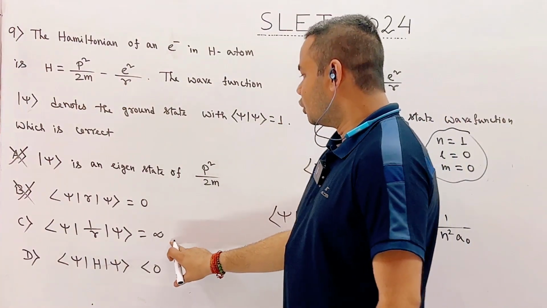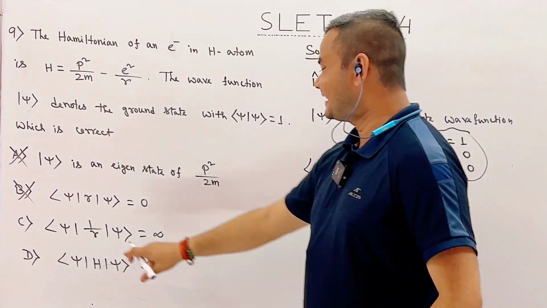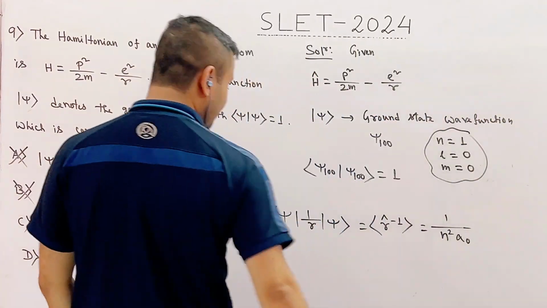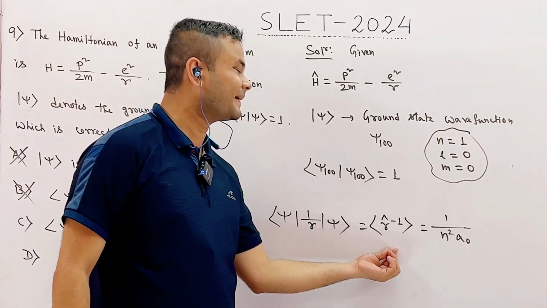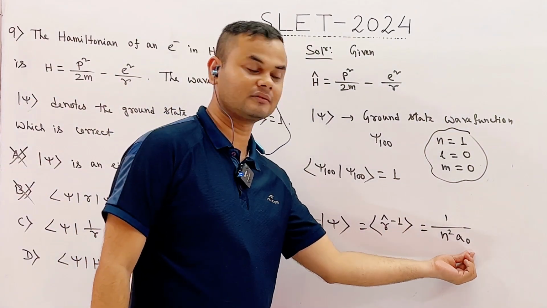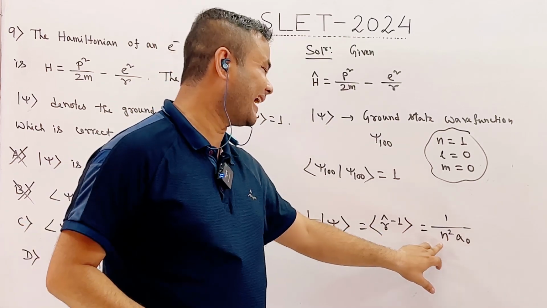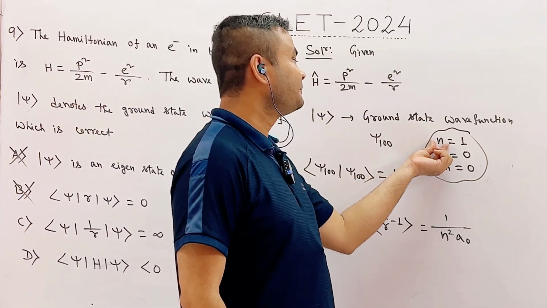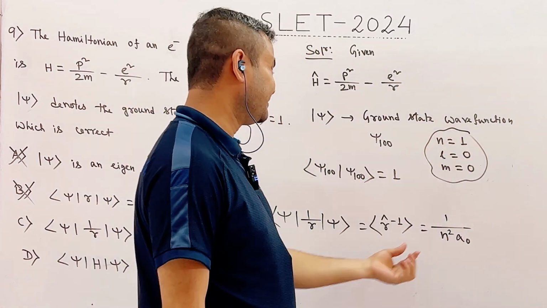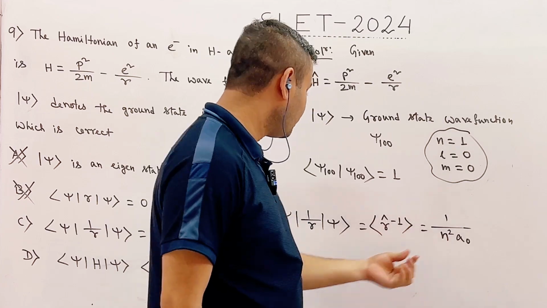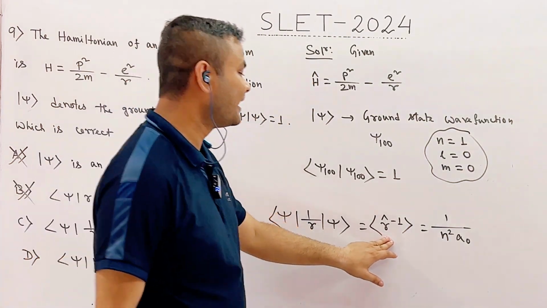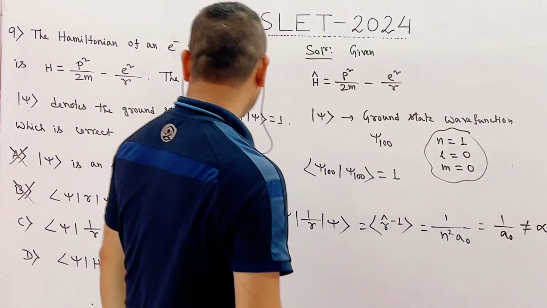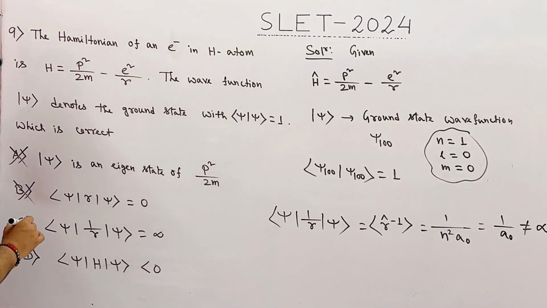Next, let us move to option C. According to option C, the expectation value of 1 by R is infinite. This is also not correct because we know that the expectation value of 1 by R is 1 by n square into A naught. Here, A naught is the Bohr radius and n is the principal quantum number. So, according to our problem, the value of principal quantum number is 1. So, after substituting the value of principal quantum number here, we will get the expectation value of 1 by R as 1 by A naught, which is not infinite. So, option C is also incorrect.